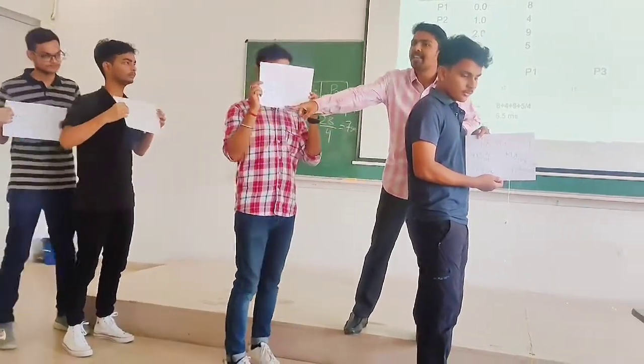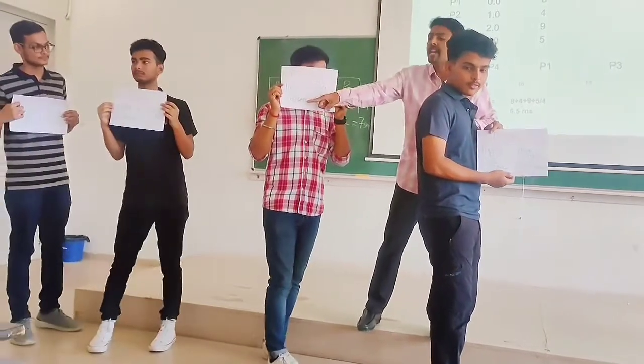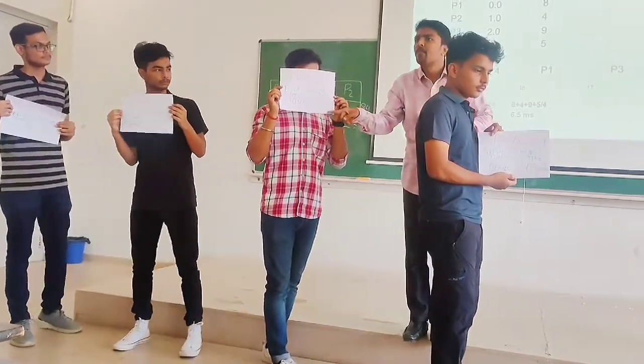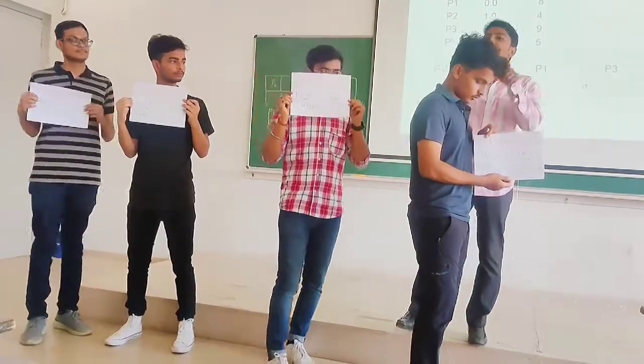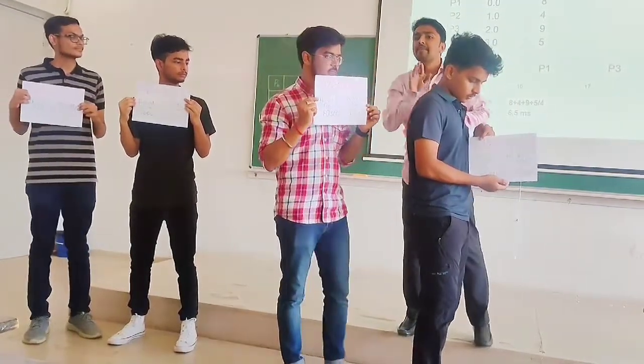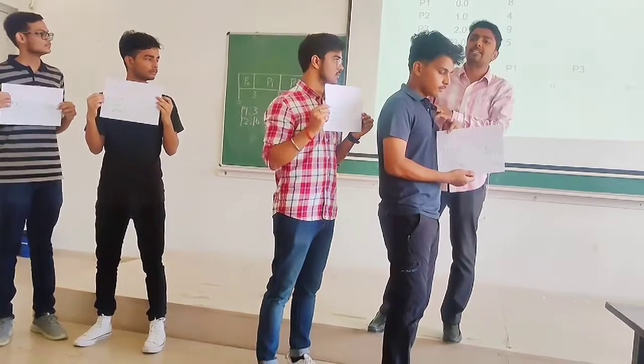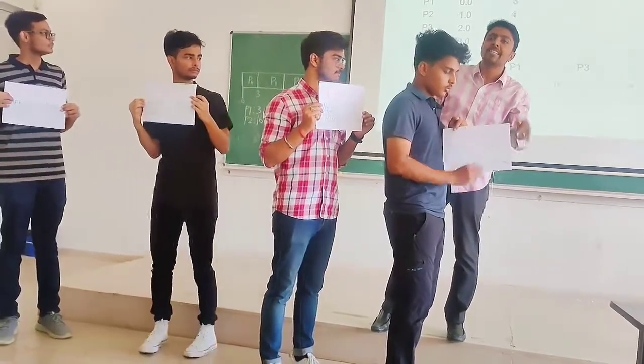Arrival time is 1 second. At time 1, another process comes. Its burst time is what? 4 seconds. So it is my job now to calculate the shortest remaining time first. The remaining time for this process that I am currently executing is 7 seconds.